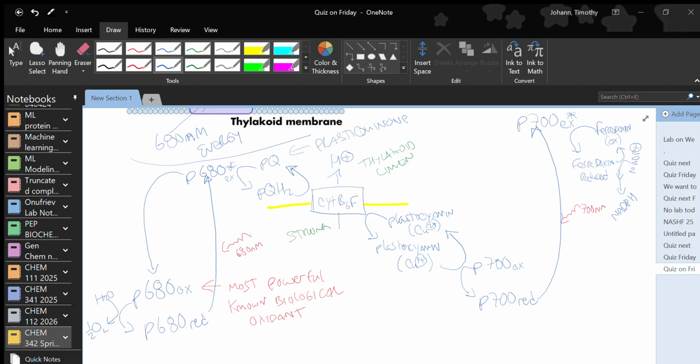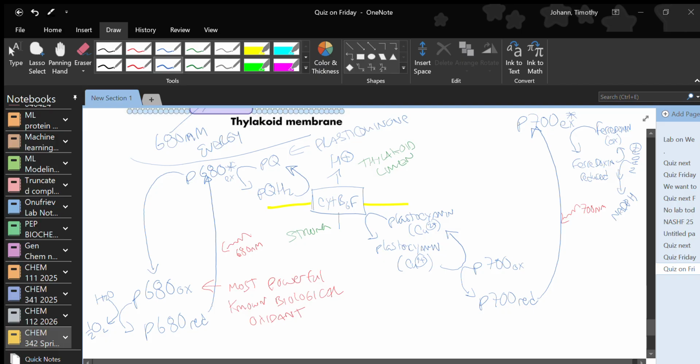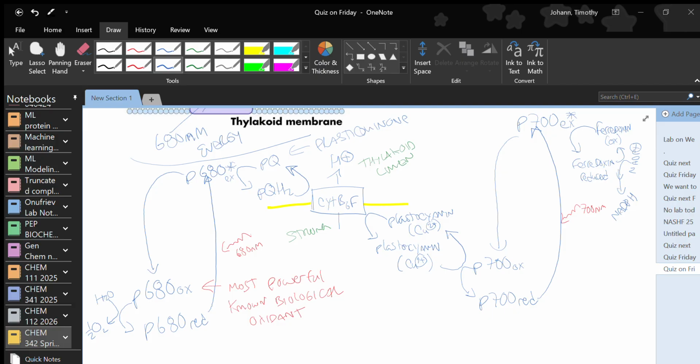And I didn't draw it here, but when ferredoxin gets reduced, our P700 gets reoxidized. Questions? There's a simpler diagram for this, but it doesn't show the oxidation reduction pair, so I like to do this one first. And I'll do the other one next lecture. But are there questions? Okay.